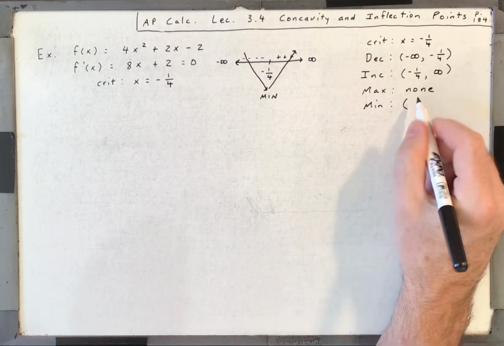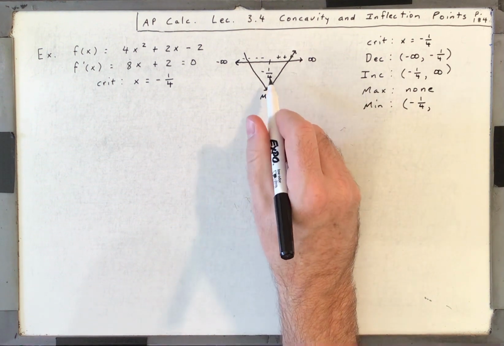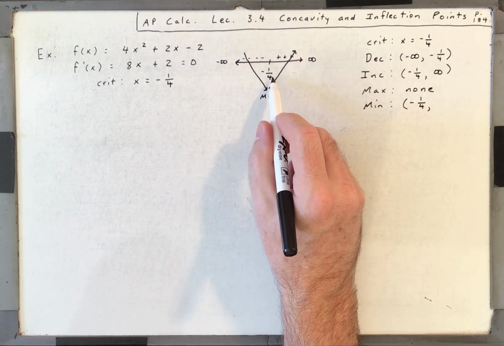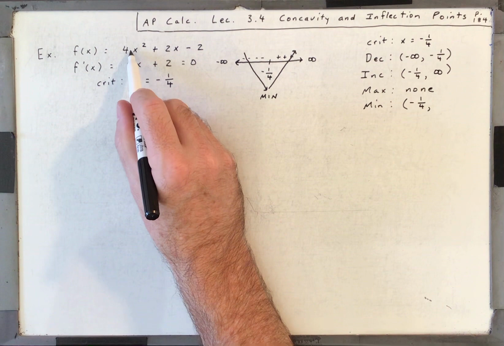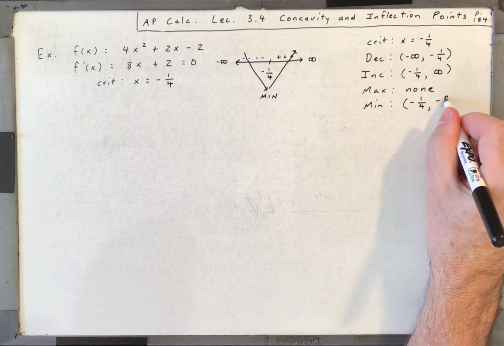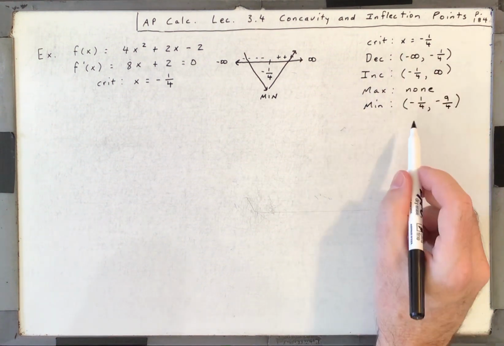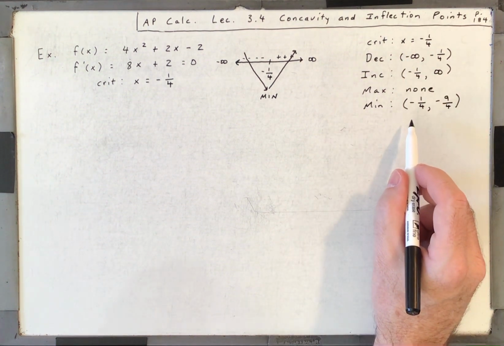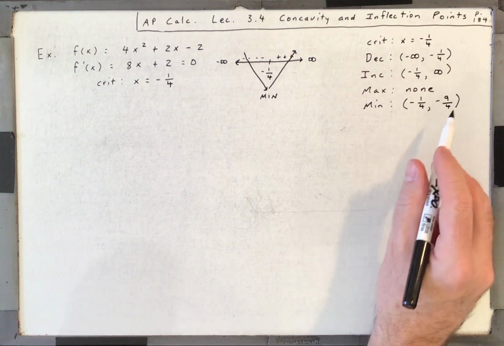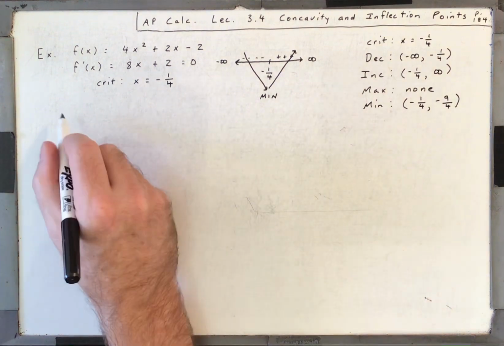We had a minimum at negative 1/4, and then you have to plug in that negative 1/4. It might be easier to do it in decimal, but plug it into the original function to get the y value, and it was negative 9/4. So that's all the information that we had yesterday. We're going to have to do all this on the homework, so I wanted to remind you how to do that. Now we're going to get into the concavity part.